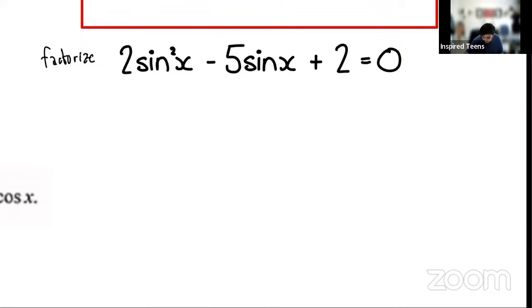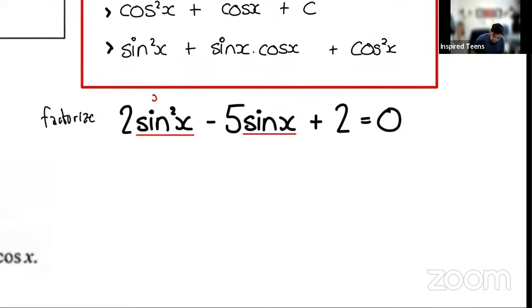There are 2 ways of doing this. The first way is just approaching it like how you approach regular trinomials and keeping sine x as your variable. Because remember, this is essentially like having x for sine x and x squared for sine squared x. So just like how you'd factorize 2x squared plus 5x plus 2, it's the same way you're going to factorize 2 sine squared x minus 5 sine x plus 2 is equal to 0.